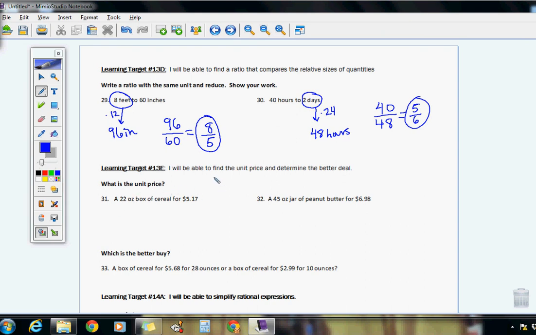So for the unit price, basically you just take the price that you have and you divide by, I'm going to say number of ounces. It doesn't have to be ounces. You can see these 3 examples are set up that way. It will be the quantity at the bottom there. So we basically take $5.17 and we divide by 22 ounces. Okay. So the unit price for this one is actually coming out to 0.235, which is the same thing as 23.5 cents.